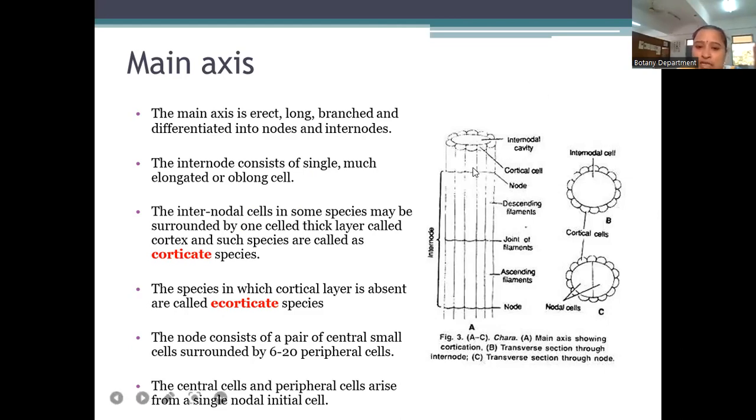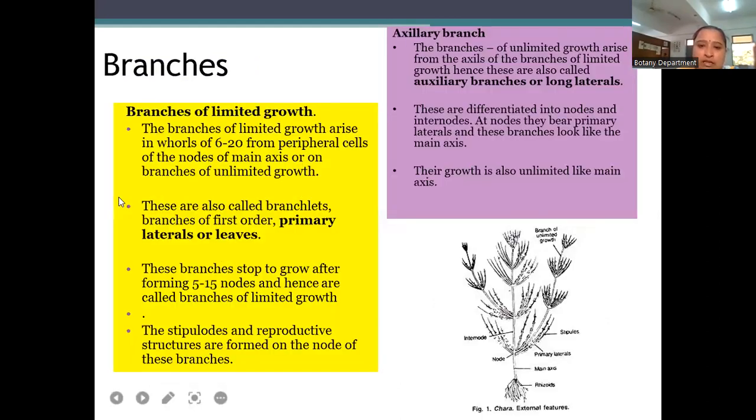The node consists of two pairs of central very small cells. These cells are called peripheral cells. In the node part, 6 to 21 central cells are there. These central cells are called peripheral centrals.